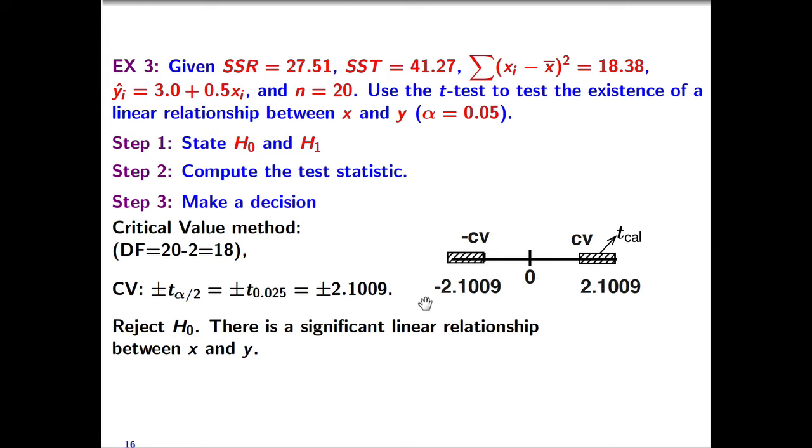So we draw a number line, put the 0 in the middle, and then our critical values will be 2.1009 and negative 2.1009. Now, the test statistic is 2.451, which is more than your critical value on the right, so we reject H0 and conclude that there is enough evidence to say that there is a significant linear relationship between x and y.